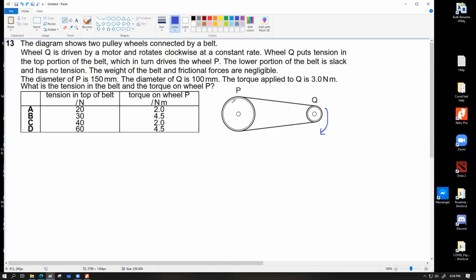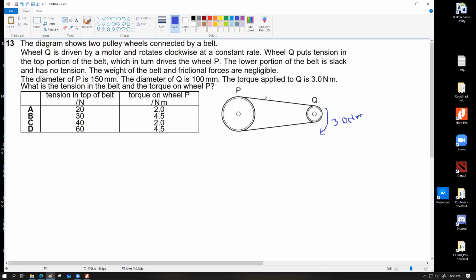So I brought the example of the rickshaw or the bicycle scenario to give you a good understanding of how this is working. Now we're going to go back to the question. The lower portion of the belt is slack and has no tension. The weight of the belt and frictional forces are negligible, so we don't have to bother about weight, and there is no friction. The diameter of P is 150 millimeters. The diameter of Q is 100 millimeters. The torque applied to Q is 3.0 Newton meter. What is the tension in the belt and the torque of the wheel of P?